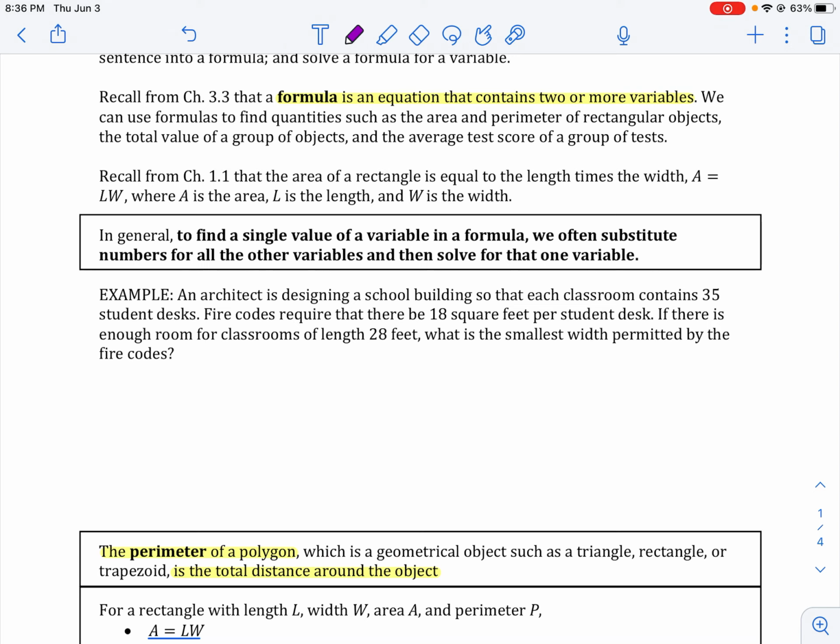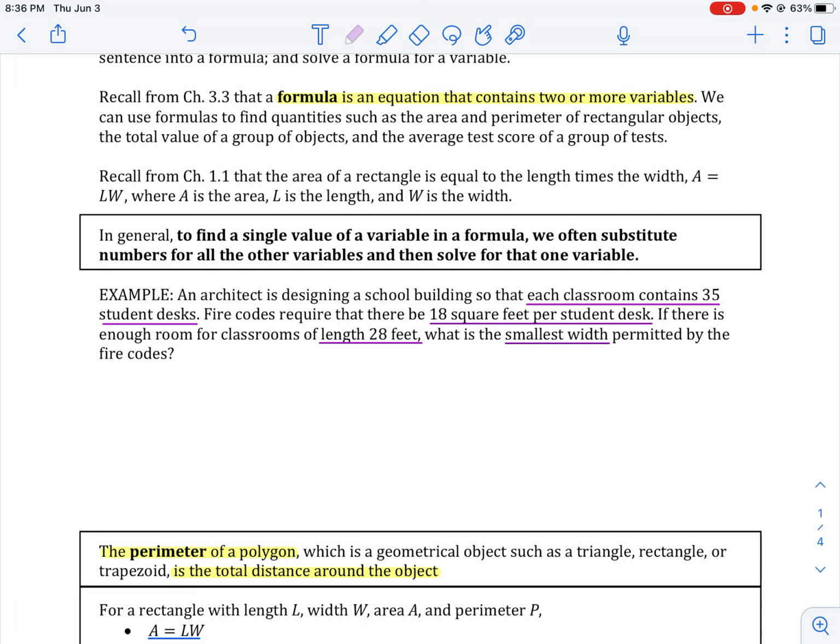An architect is designing a school building so that each classroom contains 35 student desks. Fire code requires that there be 18 square feet per student desk. If there is enough room for classrooms of length 28 feet, what is the smallest width?